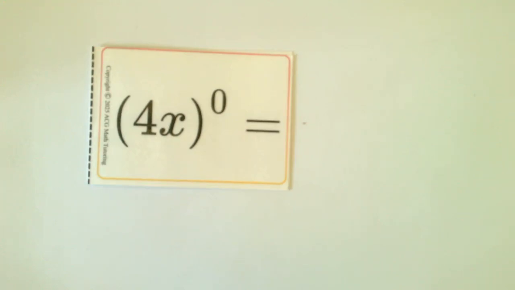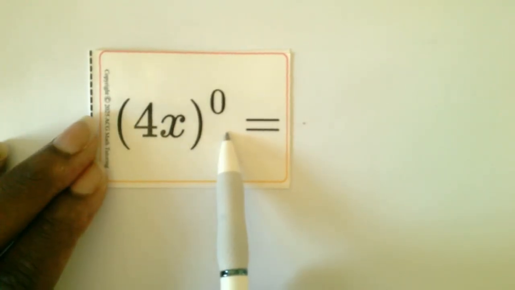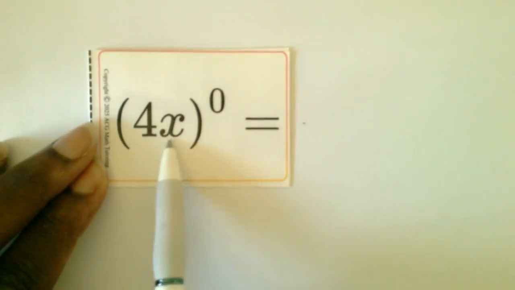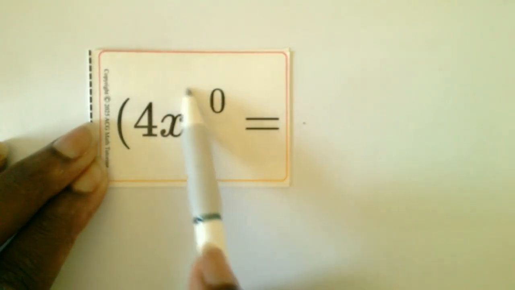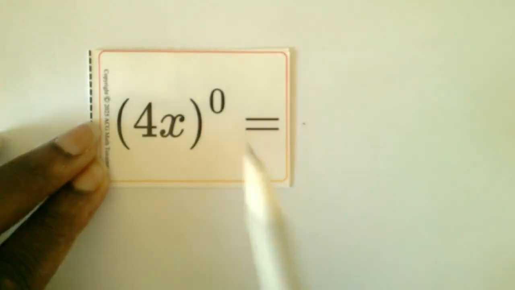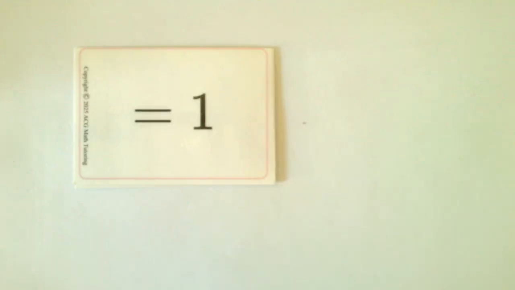Agnita, I think. Alright, so anything raised to the 0 power is not 0. It's 1. Right now, this is inside a parenthesis, so that means this is going to be my base. Anything raised to the 0 power is going to be 1. I know a lot of people will say 0, but it's always going to be 1. Alright, let's try another one.